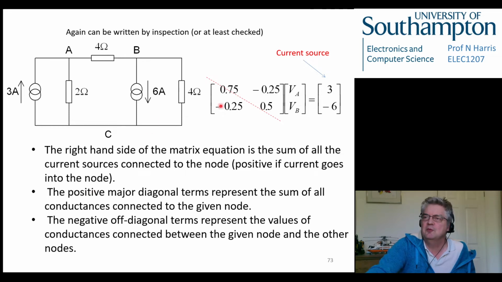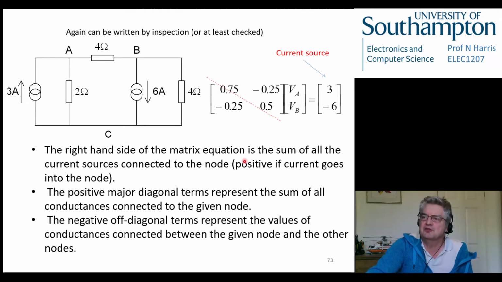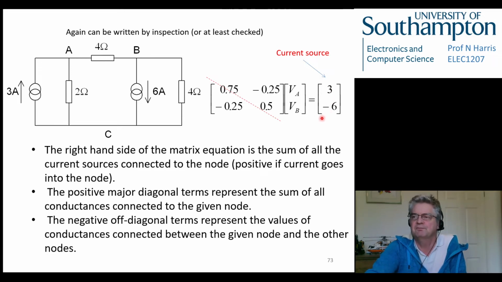So if you know about how to form these matrices, circuits like this can very quickly be put into matrix form almost by inspection. The right hand side of the matrix equation is the sum of all the current sources connected to the node, positive if currents go into the node. So we've got a 3 here, and we've got a 6 here, which is the 3 and the 6 over here, and just check the directions.